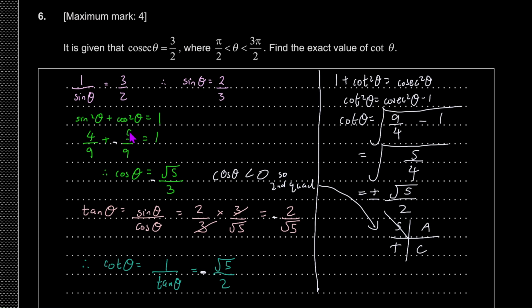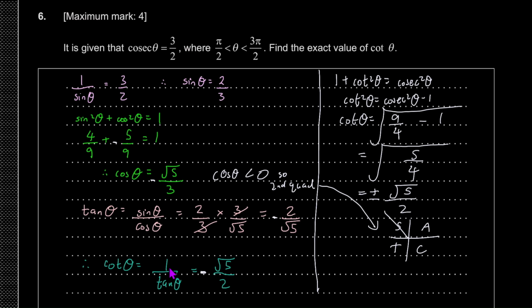So we're going to take the root of 5 over 9 to get root 5 over 3, because root 9 is 3, and the root of 5 is root 5. And cos theta will become root 5 over 3. Now, since we know tan theta equals sine theta over cos theta, that'll be 2 over 3 times 3 over root 5, because we're going to reciprocate this, in which case we get 2 over root 5.